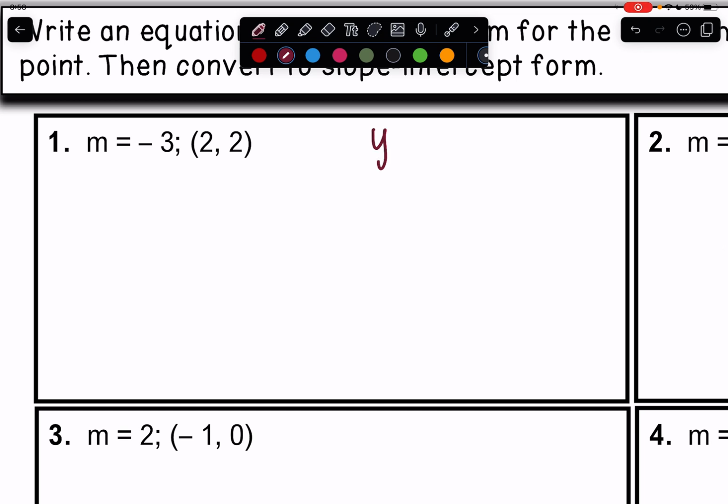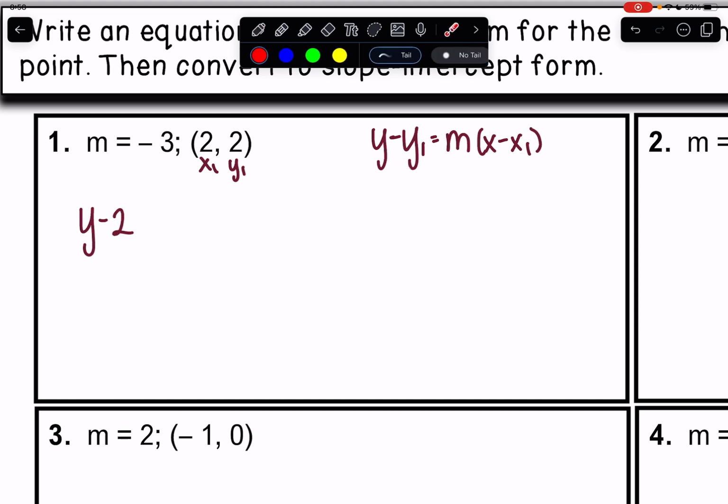So I will write that one more time. y minus y1 equals m, parentheses, x minus x1. Okay, and so if I want to label that point, I can as well. This is my x1, y1. So I can say y minus my y1 is 2. Okay, 2. That's equal to m. It tells me m, or the slope, is -3. Parentheses, x minus my x1 is 2. And there we go. So that's the first step.